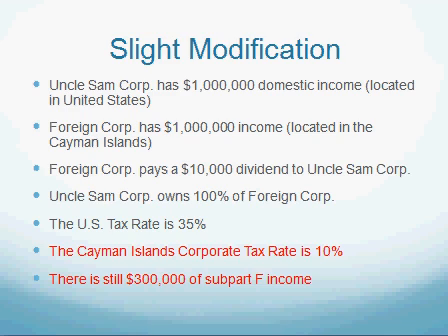Now we will discuss some of the book tax differences of foreign taxes and foreign tax credits with a slight modification on the first example. In this modification, assume the Cayman Islands has a 10% tax rate and owes $100,000 in taxes. Our foreign subsidiary will still have $300,000 of subpart F income.